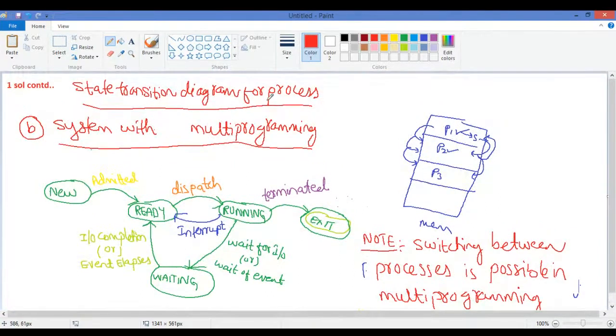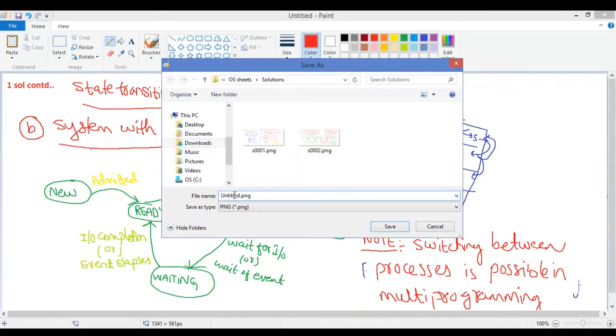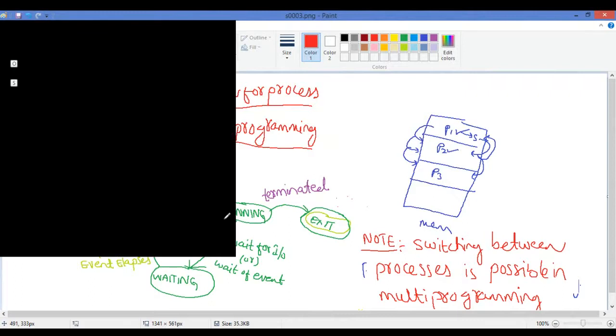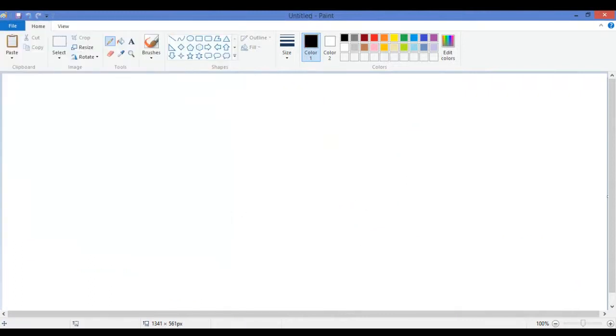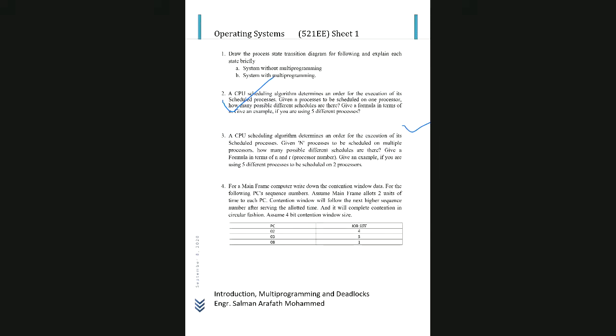Okay, finish. Okay, great. So I'll just save this with a new name. Okay. So let's go back to our sheet. So we have finished this first problem and we have seen two cases: without multi-programming, and with multi-programming.